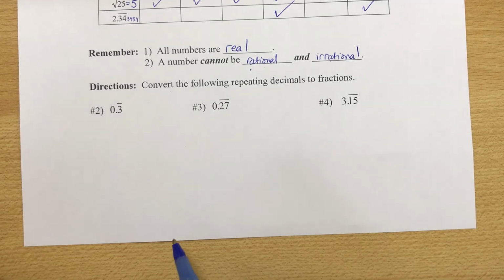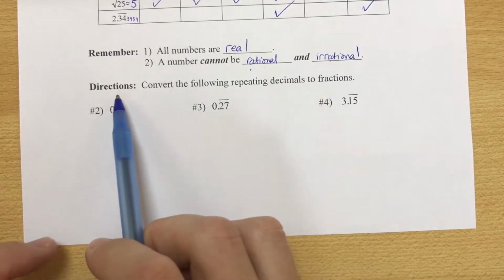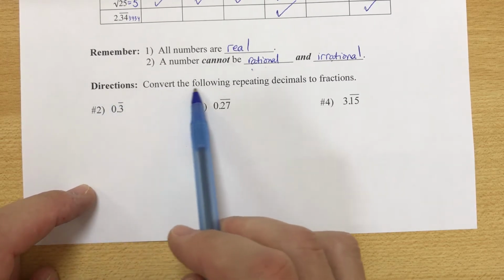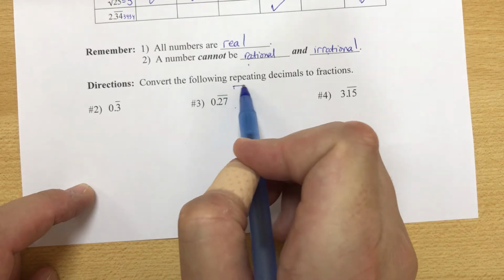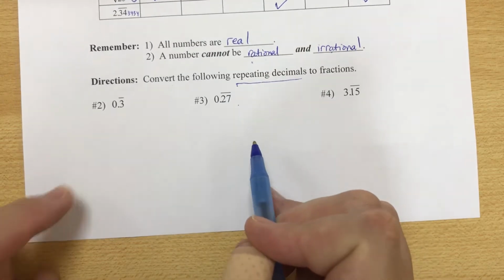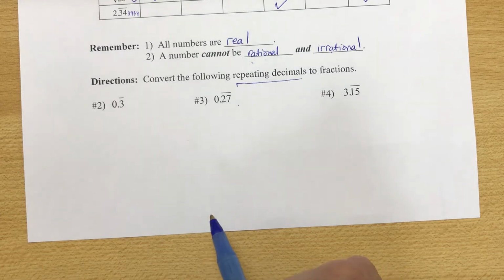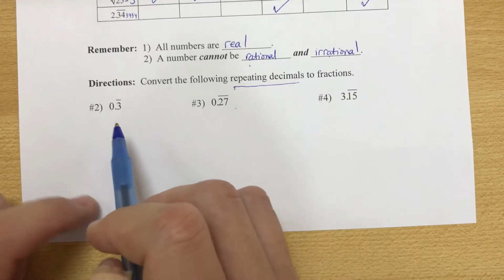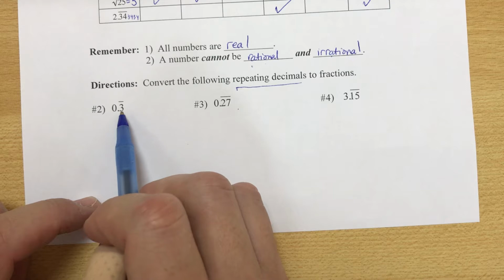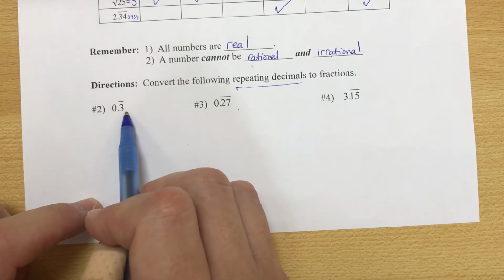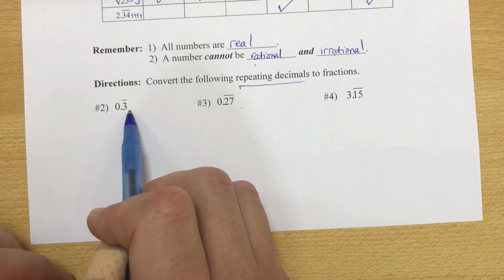All right, so we're back here for part 2, and we're at the bottom of the first page of notes. And so we have directions: convert the following repeating decimals to fractions. Now this is a topic that actually is a little bit beyond Algebra 1. But what I want to show you is really prove to you that a repeating decimal is rational. Rational means I can write it as a fraction.